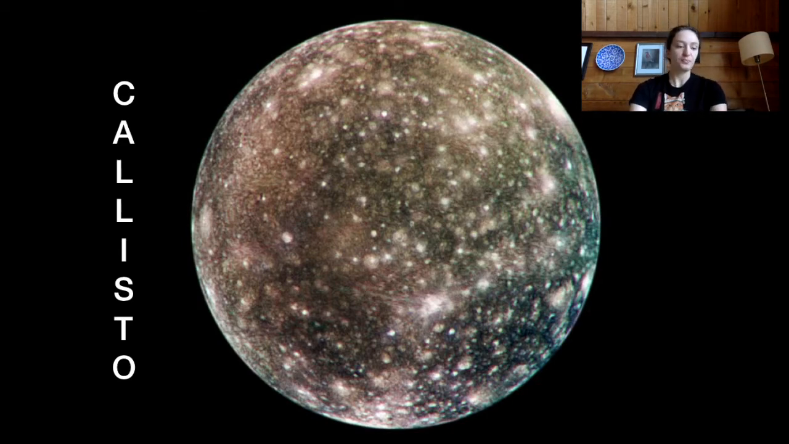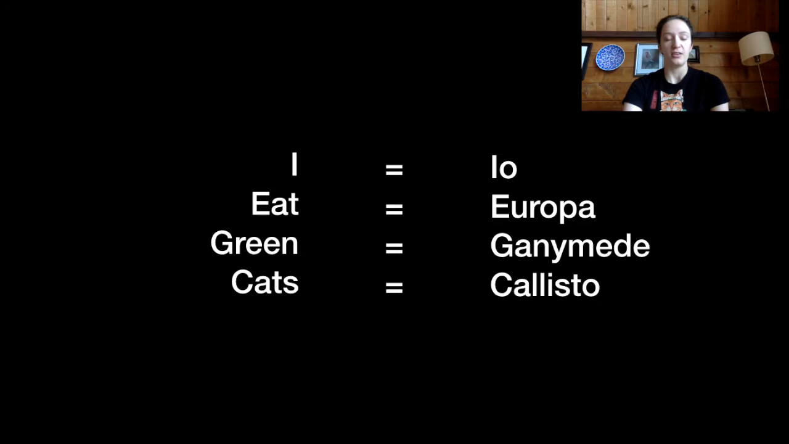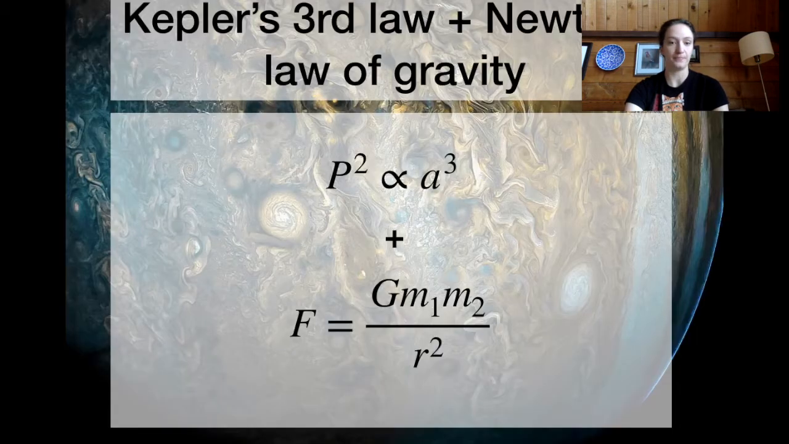So I also want to give you guys, before we start the lab, a cool way to remember the order of these moons, because it's probably something that'll come up on a test at some point. So progressing outwards, starting with Io, the one that's closest to Jupiter, and moving out to the one that's furthest away from Jupiter, you can use the saying, I eat green cats, where I is Io, eat is Europa, green is Ganymede, and cats is Callisto. So it's just a fun fact. It's something one of my professors taught me.